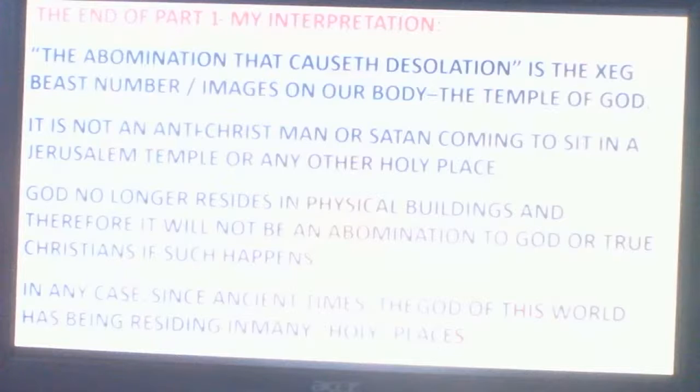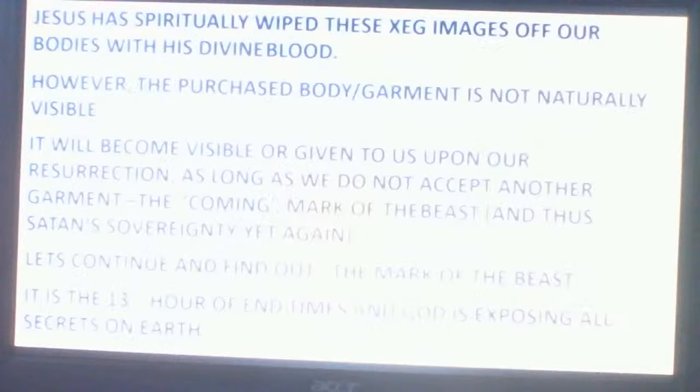The end of part 1, my interpretation. The abomination that caused desolation is the SEG beast number and images on our body, the temple of God. It is not an antichrist man or Satan coming to sit in a Jerusalem temple or any other holy place. God no longer resides in physical buildings, and therefore it will not be an abomination to God or true Christians if such happens. In any case, since ancient times, the God of this world has been residing in many holy places. Jesus has spiritually wiped these SEG images off our bodies with his divine blood.